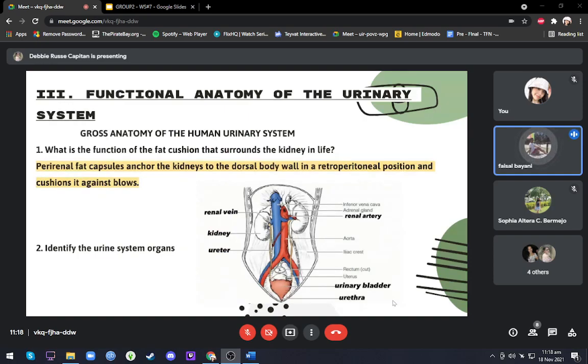Next, functional anatomy of the urinary system. Number 1, what is the function of the fat cushion that surrounds the kidney in life? Perirenal fat capsules anchor the kidneys to the dorsal body wall while in a retroperitoneal position and cushion them against blows. Number 2, identify the urinary system organs. We have the renal vein, renal artery, kidney, ureter, urinary bladder, and urethra.